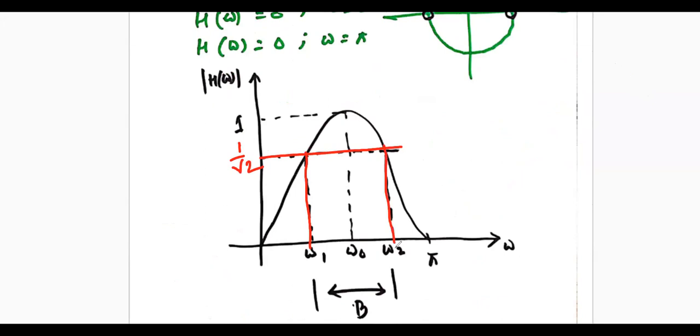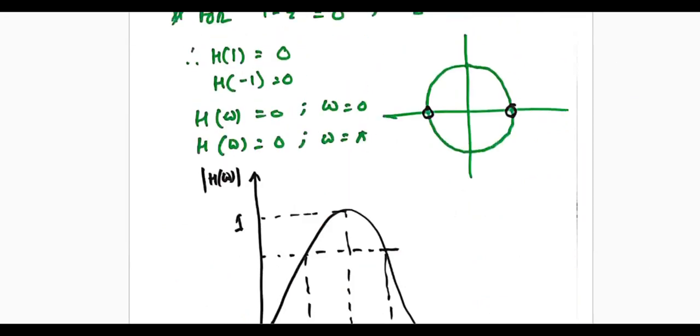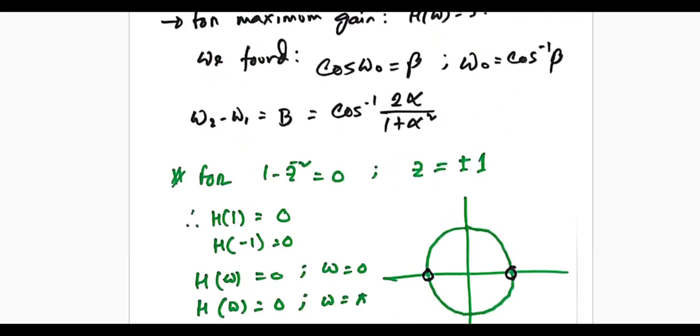And of course, whenever you have two values, omega 1 should be less than omega 2. That is how you can define this as the lower cutoff and this as the higher cutoff. Once you have found omega 1 and omega 2, you can subtract omega 2 minus omega 1, which can be represented as the bandwidth B. And from that equation, you can derive this: cos inverse of 2 alpha over 1 plus alpha.